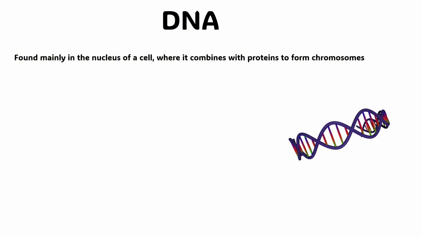DNA is found mainly in the nucleus of a cell, where it combines with proteins to form chromosomes. Small amounts of DNA are also found in mitochondria and in plant cells. This will soon be on your screen. Take notes if you want to.